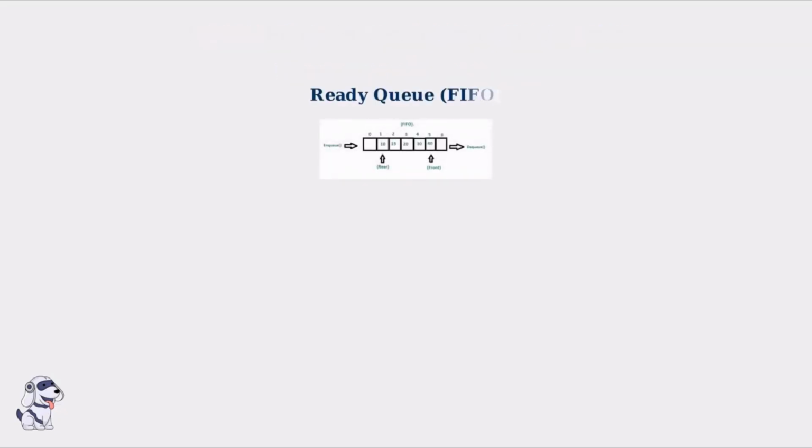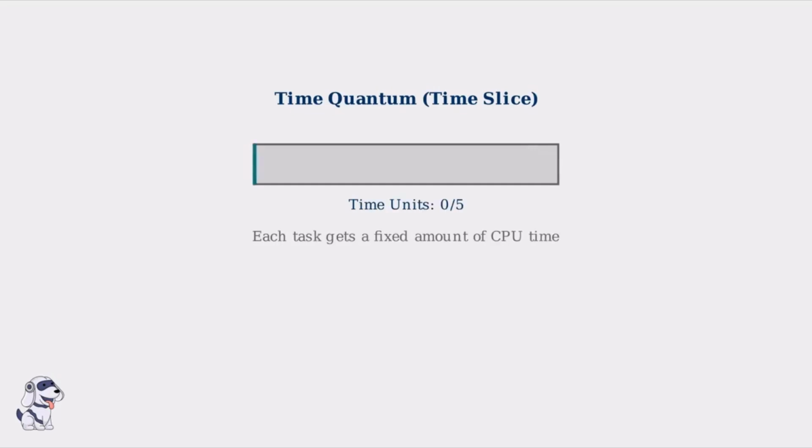Tasks are organized in a ready queue that follows the first-in, first-out principle. New tasks join at the rear of the queue, while the scheduler selects tasks from the front for execution. The key concept in round-robin is the time quantum or time slice. This is a fixed amount of time that each task is allowed to run before being preempted. Let's see how this works in practice.